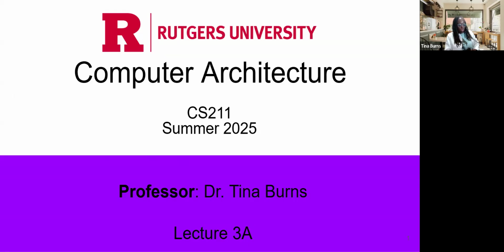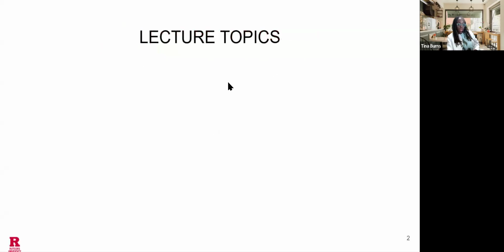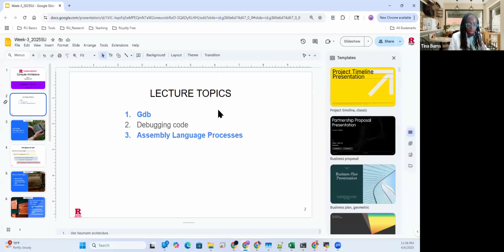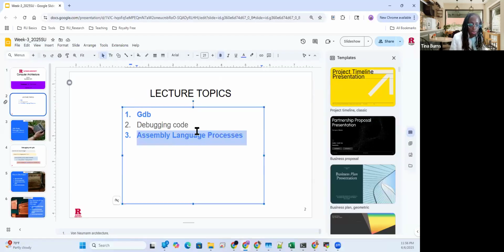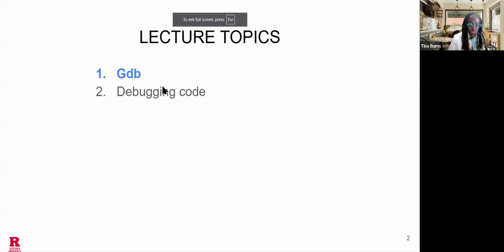All right, so we're going to go over a couple things today. The main thing we're going to go over is GDB, and also we're going to look at debugging some code. We'll save that assembly level processing for the next lecture.